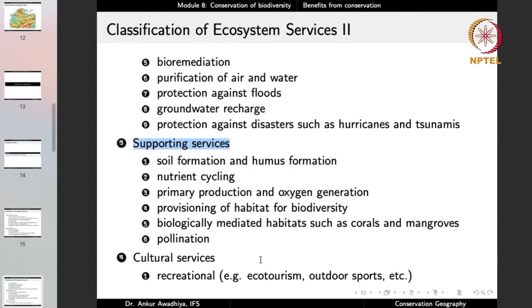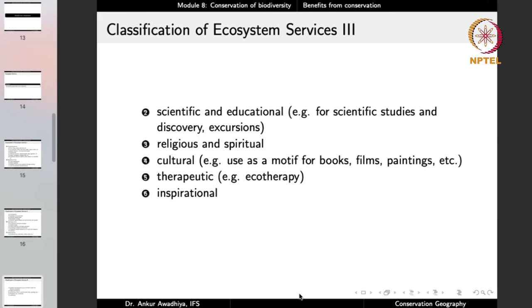Next, we also have a large number of cultural services, such as recreational services. People go out into the forest, which are ecotourism sites. They go out for outdoor sports. So these are different cultural services.